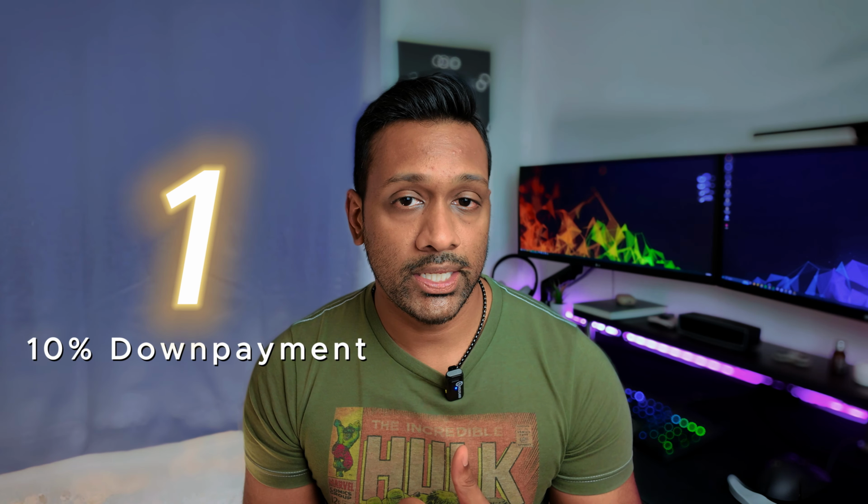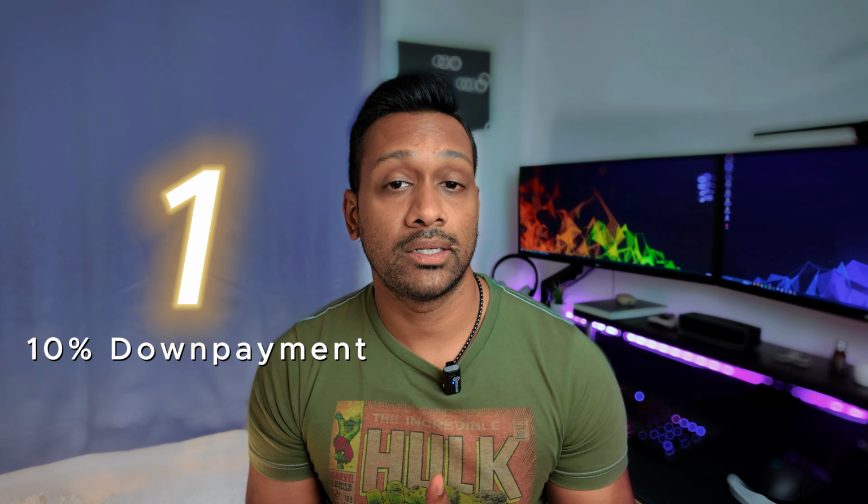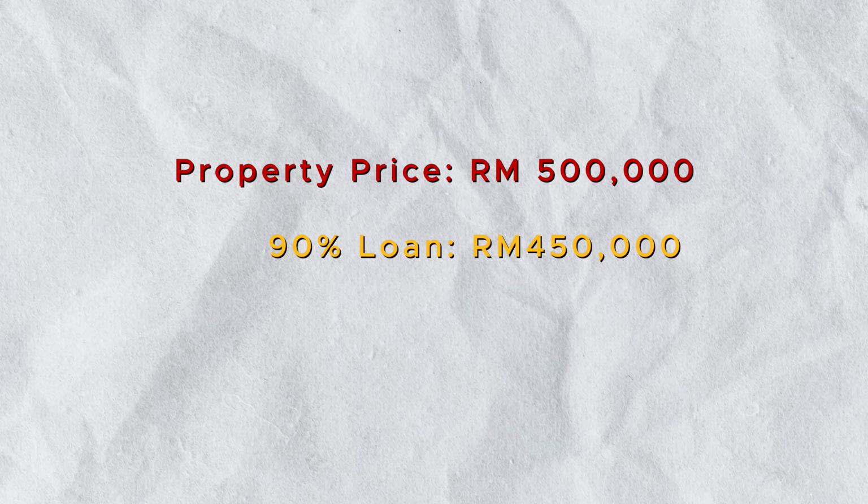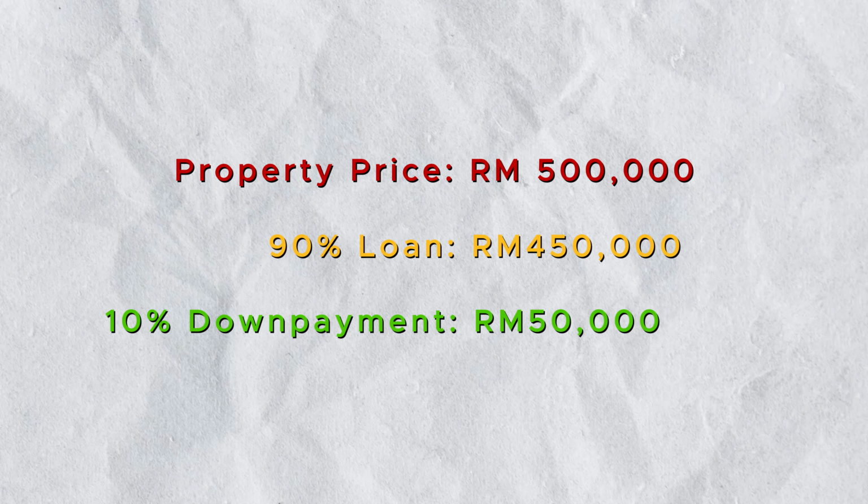So the first thing is you need to have your down payment ready, which is 10%. If you're taking a loan of 90%, you need 10% down payment. So 500,000, that means you need 50,000 cash in hand. So the first is 10% down payment.